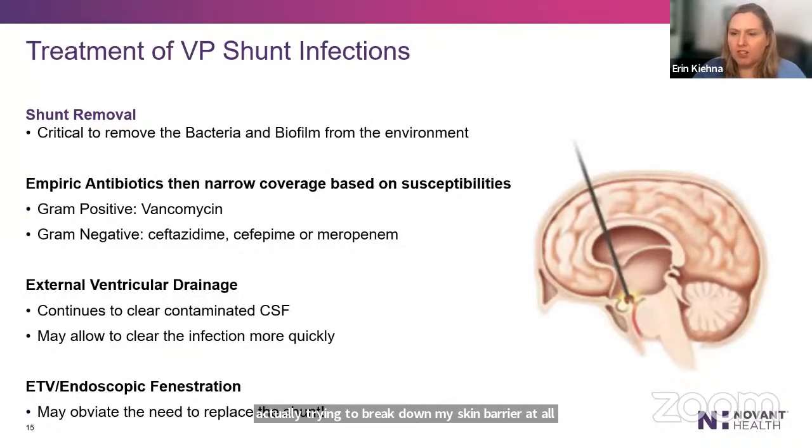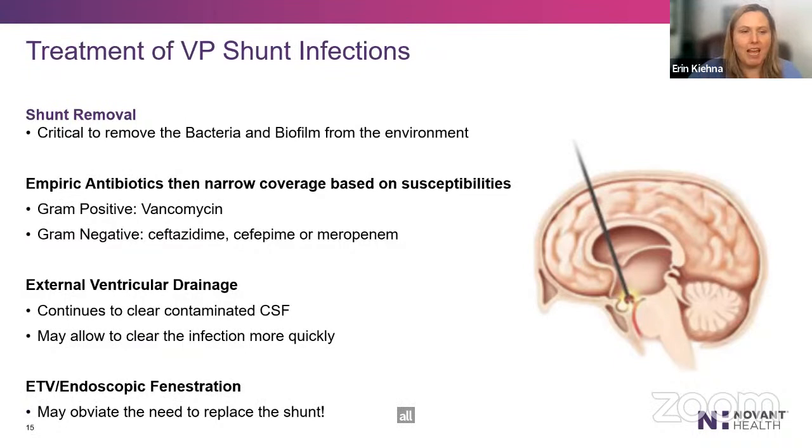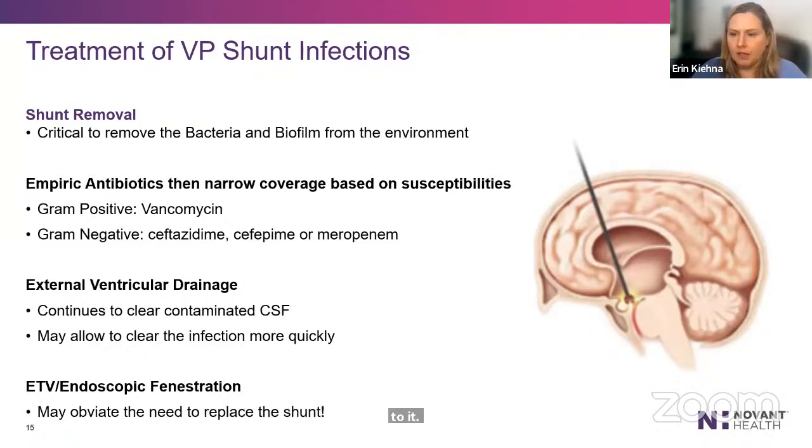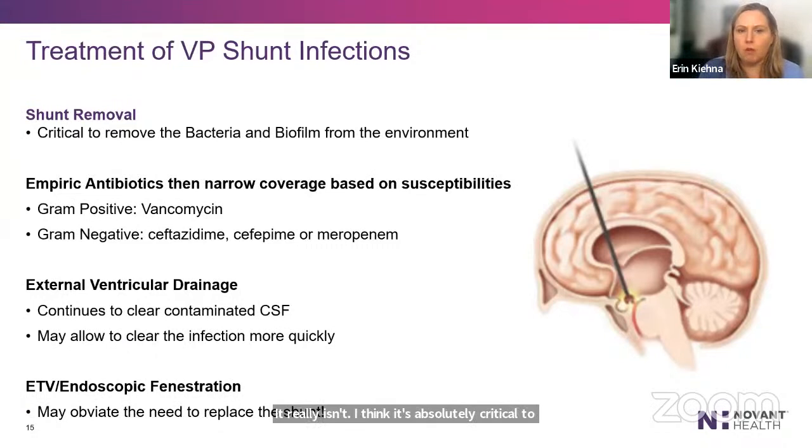Once we go from prevention, the shunt infections happen, then we have to talk about treatment. So I will stick to it. I think it is critical to remove the shunt. I think we can all talk about the 1 or 2 times when maybe we got away with it. It's not worth it. It really isn't. I think it's absolutely critical to remove the entire shunt, remove the bacteria and biofilm from the environment.